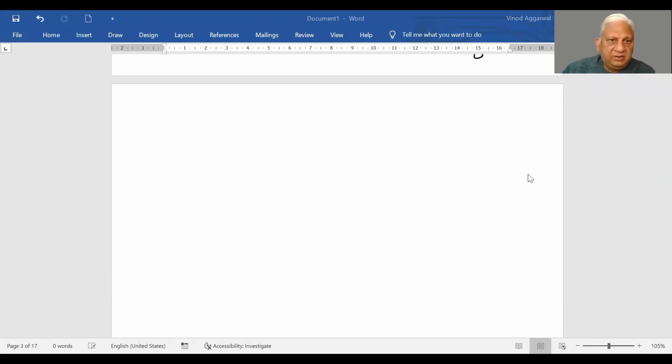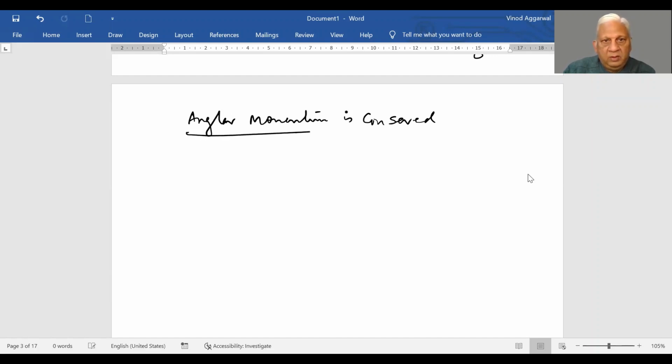In linear mechanics, we know that momentum is conserved. Similarly here, angular momentum is conserved. This is the conservation of angular momentum.